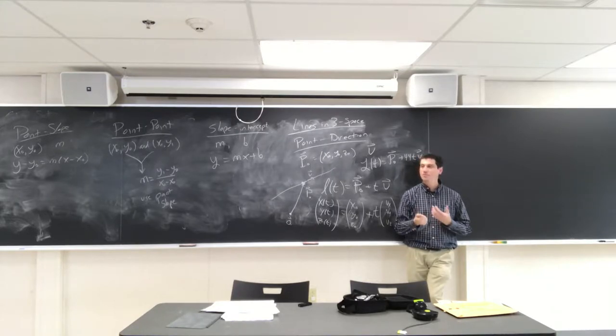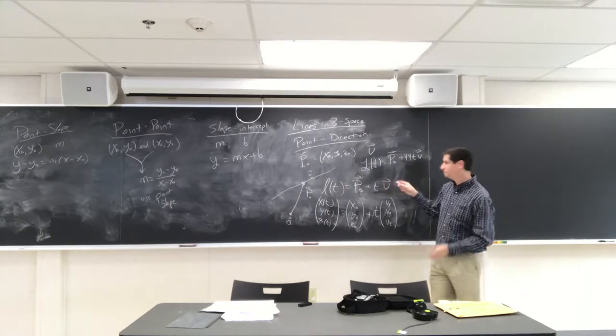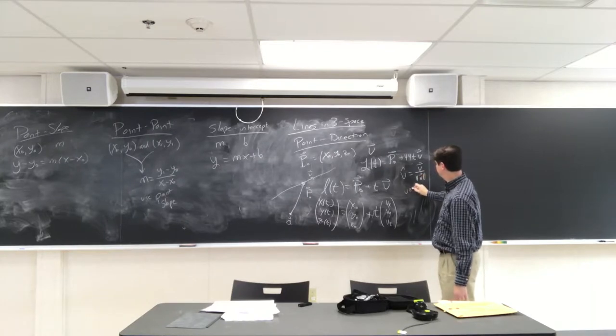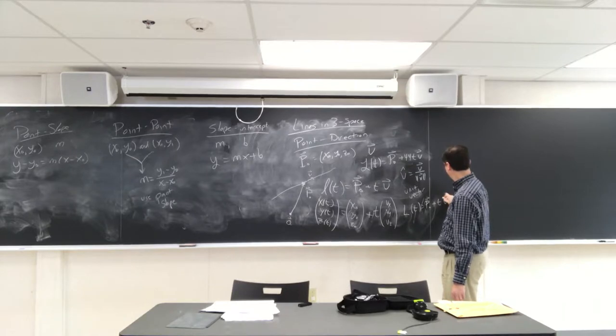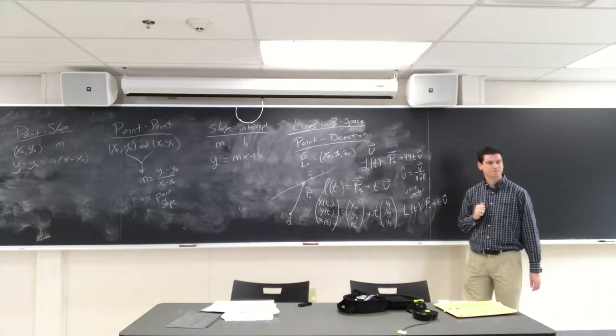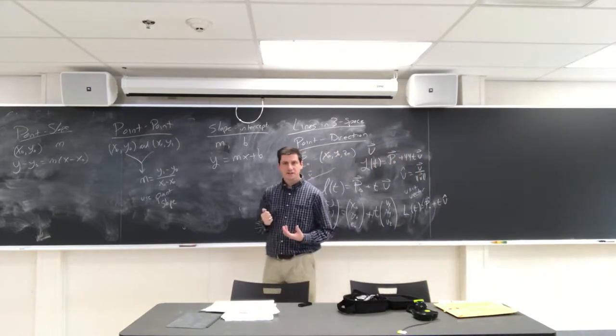So depending on the problem, you might want to adjust your direction. We frequently might want to use this as a unit vector. So V hat, which would be V divided by the length of V, that's a unit vector. Maybe I might want to do L of T is P naught plus T V hat, and use a unit vector in the direction of V. All right, so this is the equation of a line.